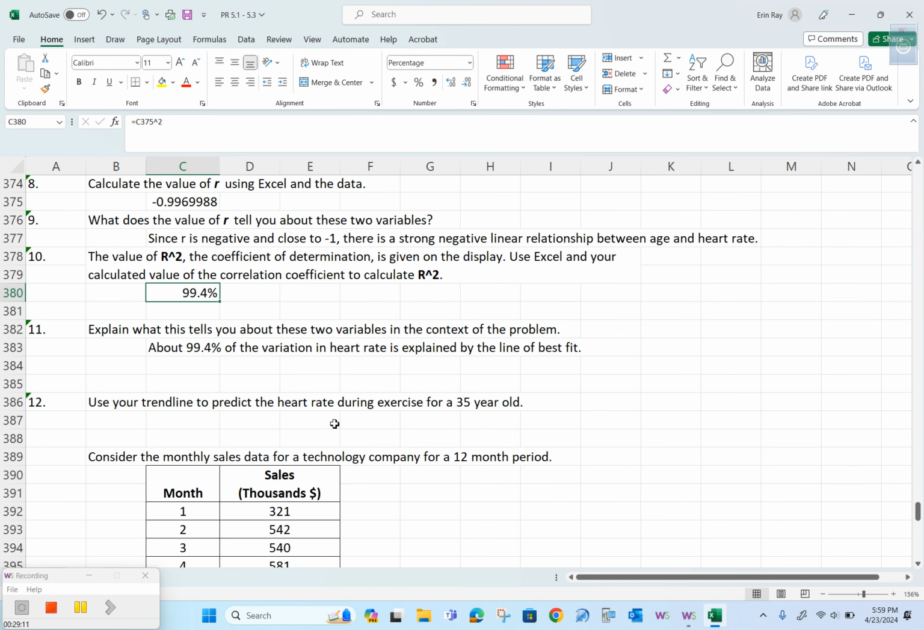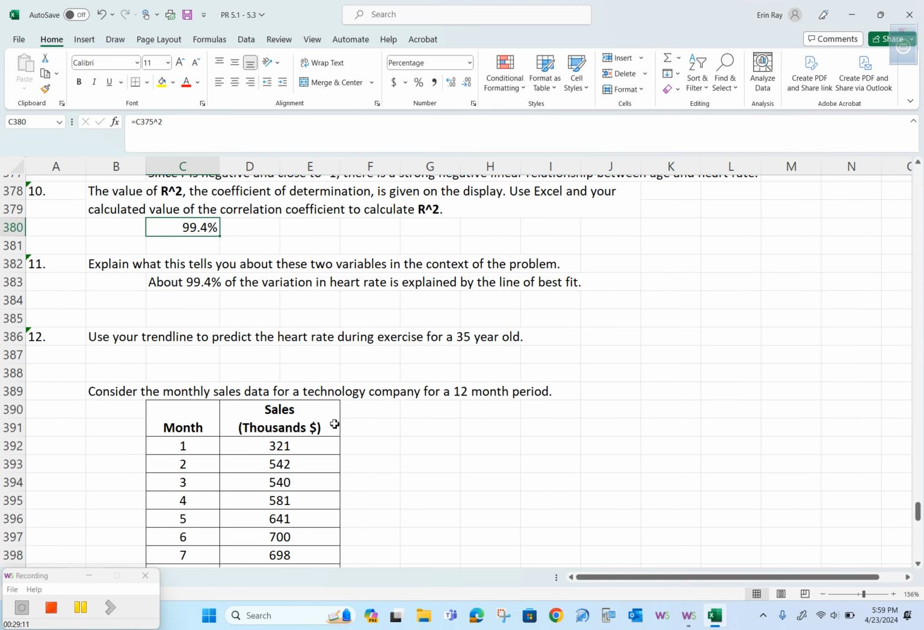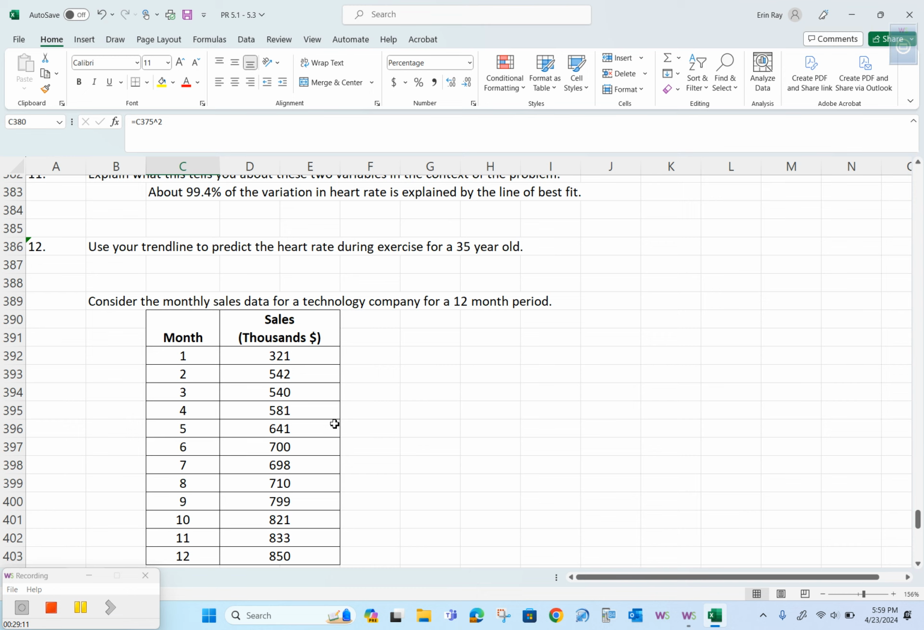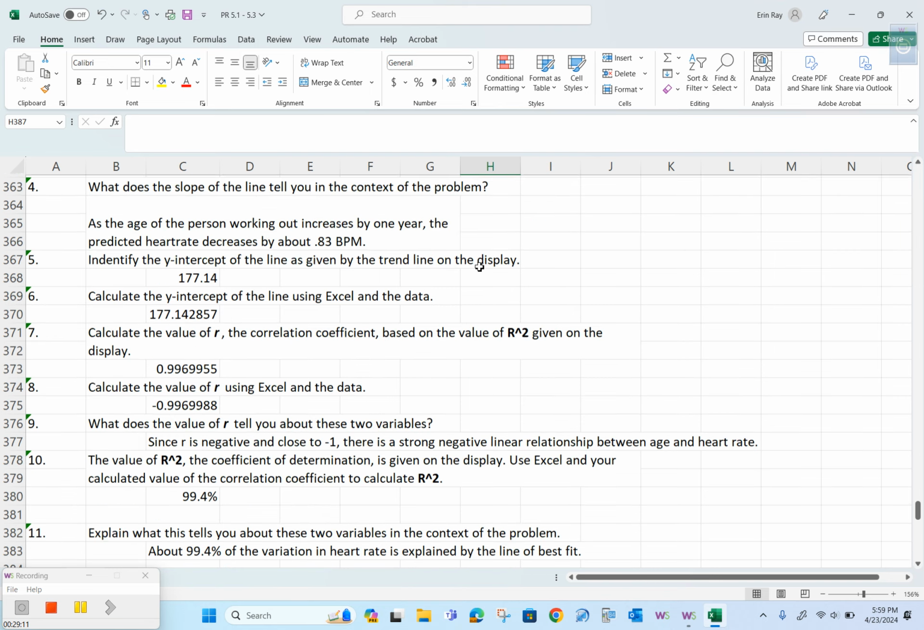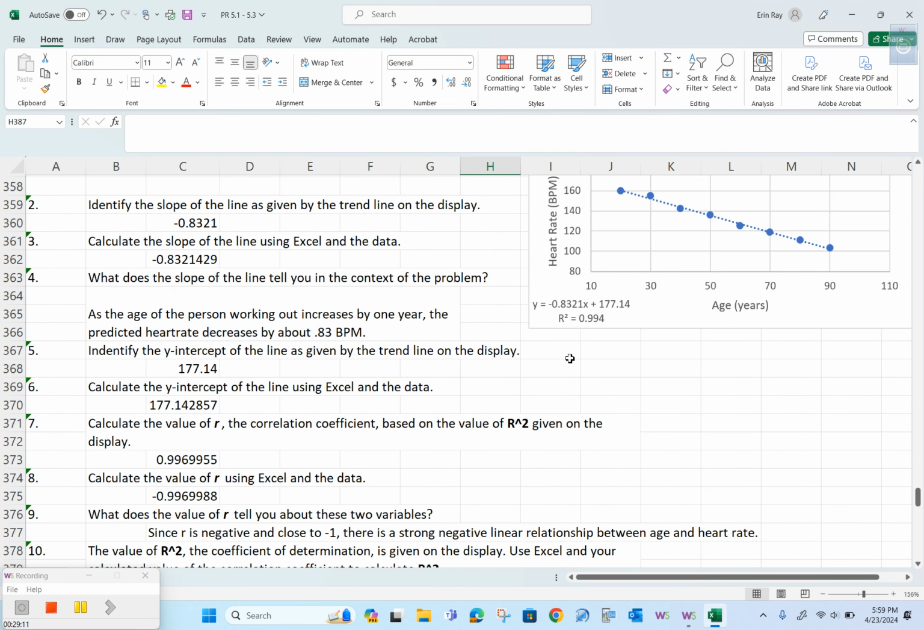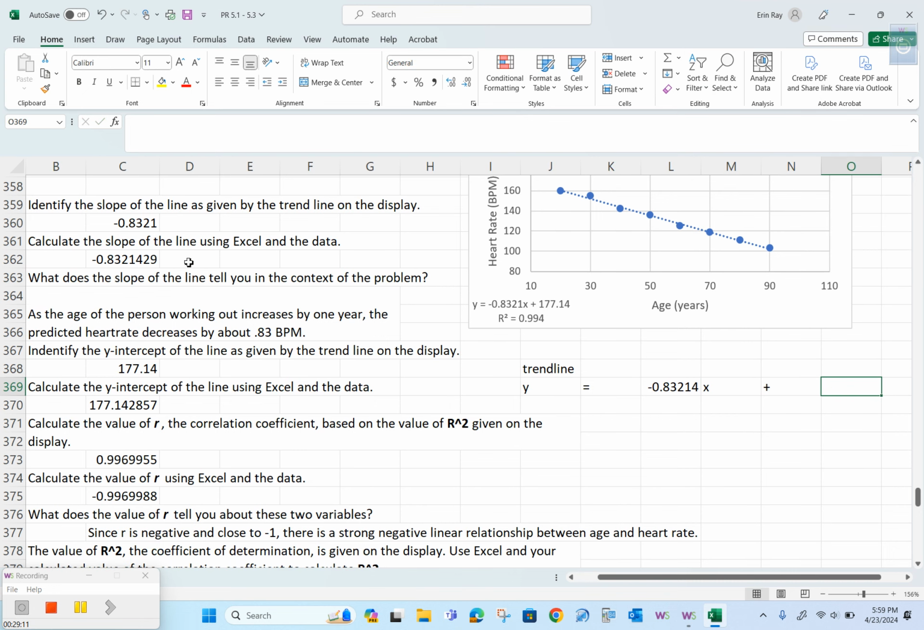It says use your trend line to predict the heart rate of exercise for a 35-year-old. Okay, so 35-year-old, going back up here to these pieces, we're going to just put it all together up here. So there's my Y equals the slope X plus, and then the B value.